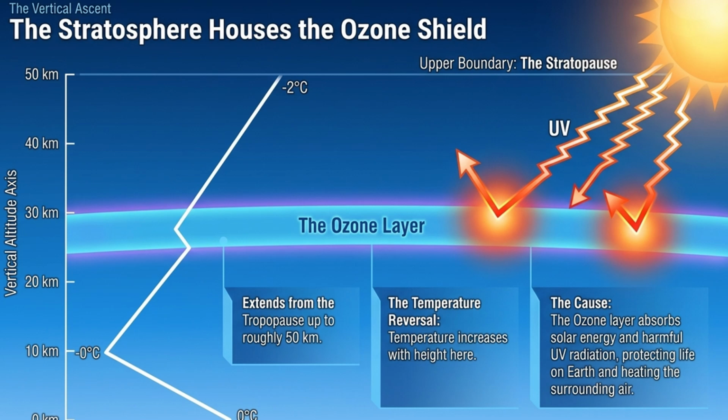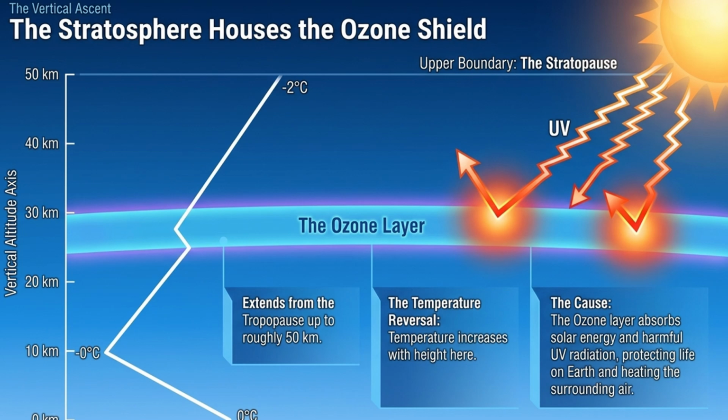Now let's move upward to the second major layer of the atmosphere, that is the stratosphere. The stratosphere begins above the tropopause and extends up to approximately 50 km above the Earth's surface. Its upper boundary is known as the Stratopause. One of the most important features of the stratosphere is the presence of the ozone layer, which is mainly concentrated between about 15 to 35 kilometers altitude.